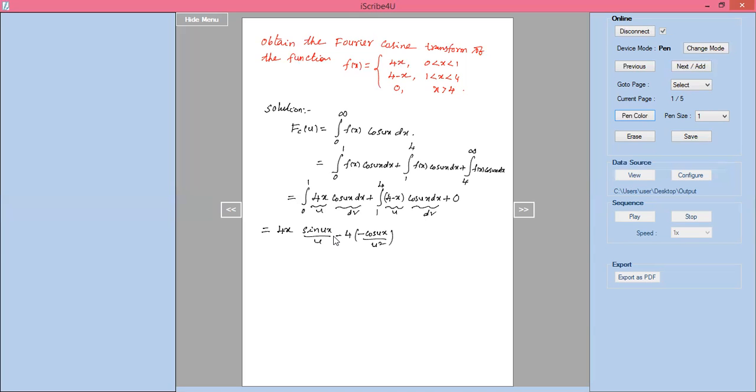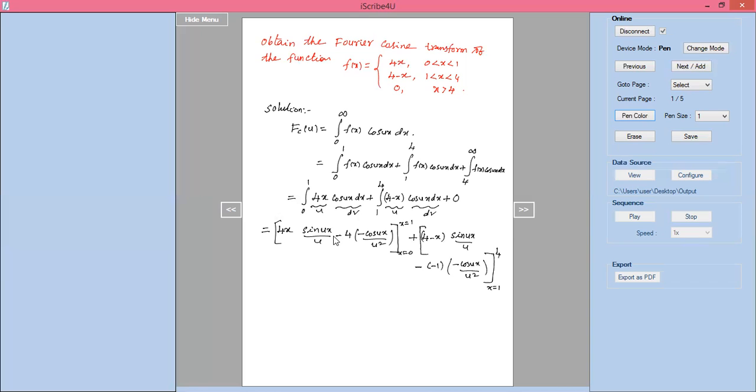So this is the first term, with limits x equal to 0 to x equal to 1. Plus, for the second term, u is 4 minus x into sin ux divided by u, minus the derivative of 4 minus x, which is minus 1, into the integral of sin ux, which is minus cos ux divided by u square. What should that limit be? The limit is x equal to 1 to 4.